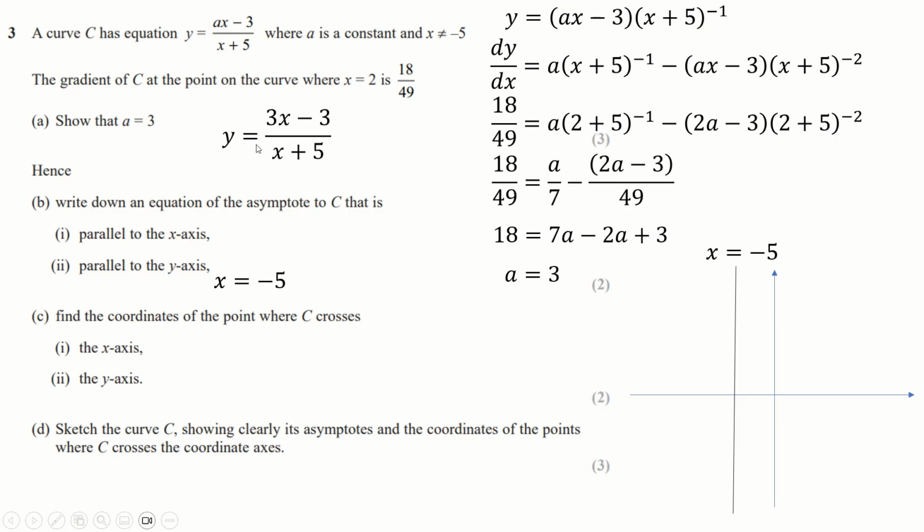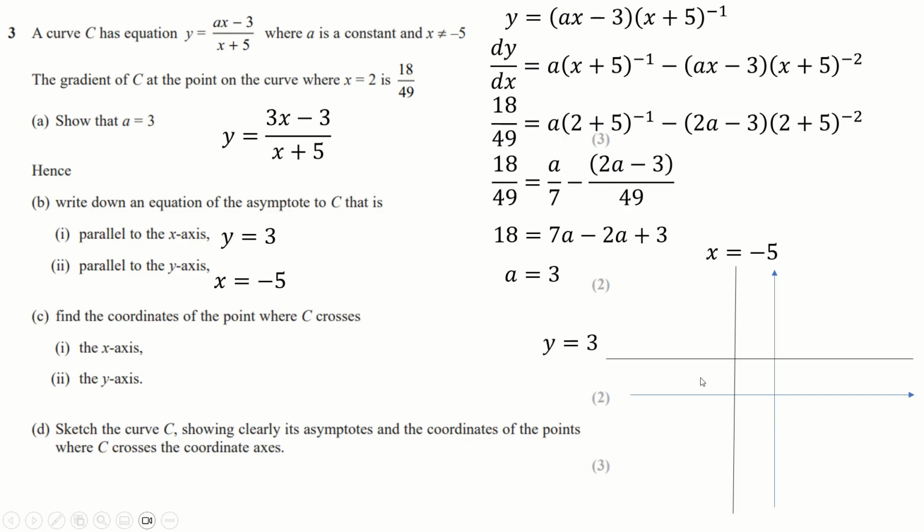And the reason you can see that is because if you try making y 3, so imagine this y is a 3, cross multiply, you get 3x plus 15 is 3x minus 3. The 3x is cancelled and you get 15 equals minus 3, which is obviously not okay. So y can't be 3, so you've got an asymptote of y equals 3.